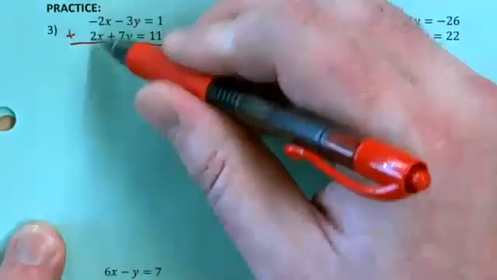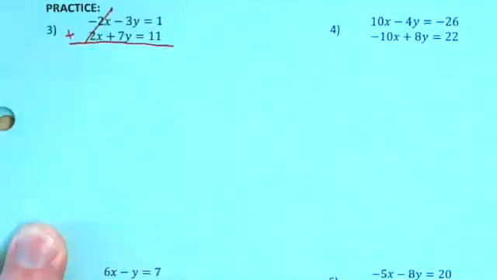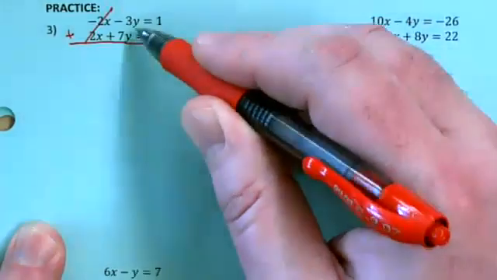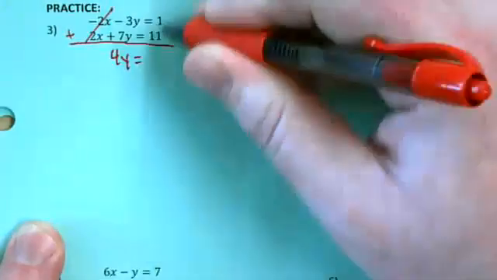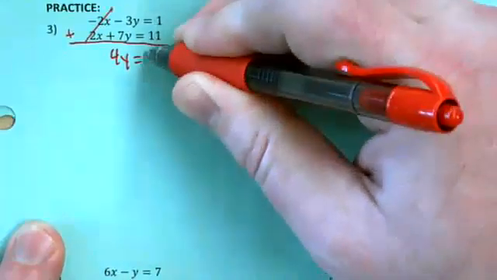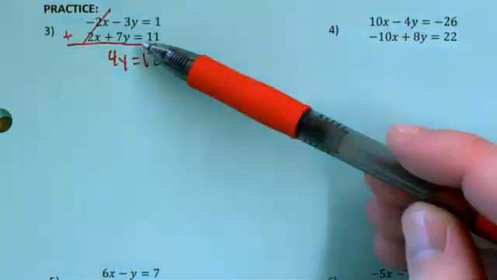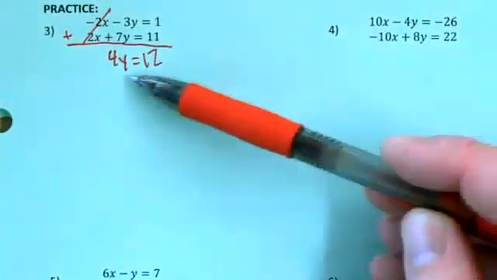In this case, if I were to add the negative 2x and the 2x, they would cancel out, right? Because negative 2x plus 2x is 0. If I were to add these up, they do not cancel. Negative 3y plus 7y is 4y. And if I were to add these up over here, 1 plus 11, that's going to give me 12. So the first step is called the elimination step because either the x's or the y's are going to eliminate. And then from here, we can solve this nice simple little equation.